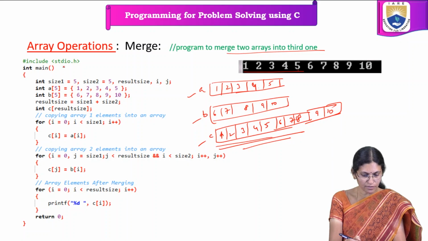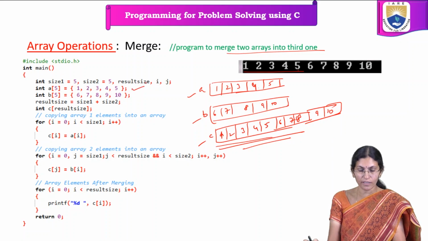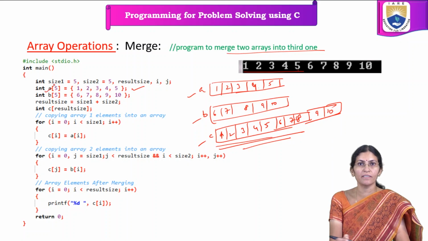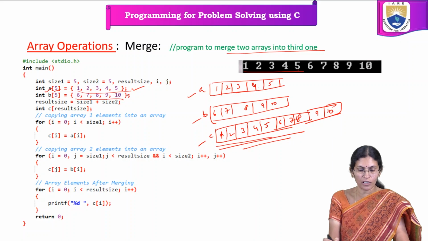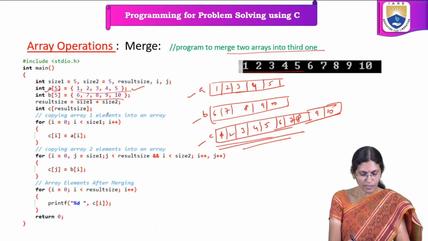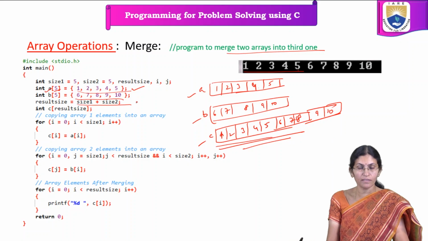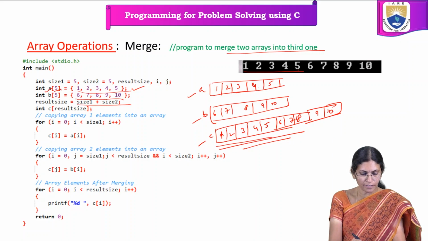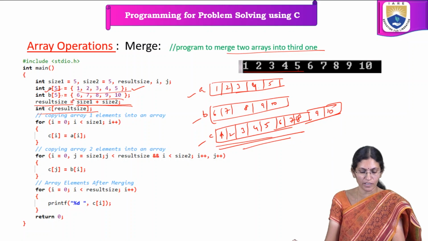Here we are performing static initialization. There are two arrays A and B. The first array is A, size is 5, so 5 elements are given here: 1, 2, 3, 4, 5. In array B we have 5 elements, and these values are 6, 7, 8, 9, 10. Next we have declared the resultant array, whose size should be equal to or greater than the sum of these two arrays. So it has to be 5 plus 5, which is 10. This variable result size will hold the size of the resultant array.